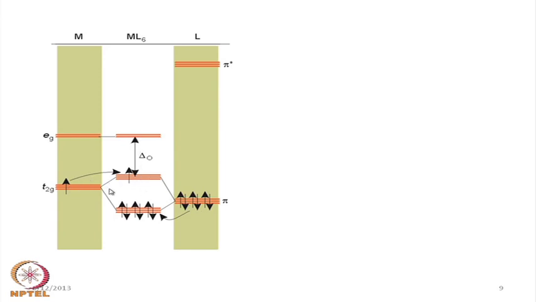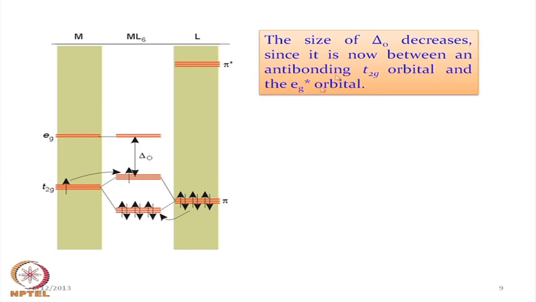So, what we can have therefore is that this gap is getting reduced. If we have this octahedral gap, delta O, that means this particular gap after this electron, this gap is being reduced due to the interaction which is of pi type. So, the size of delta O decreases since it is now between an antibonding T2g orbital, that means T2g*. This level would be T2g*. This is T2g after ligand field formation, and this is T2g* and the eg* orbital.